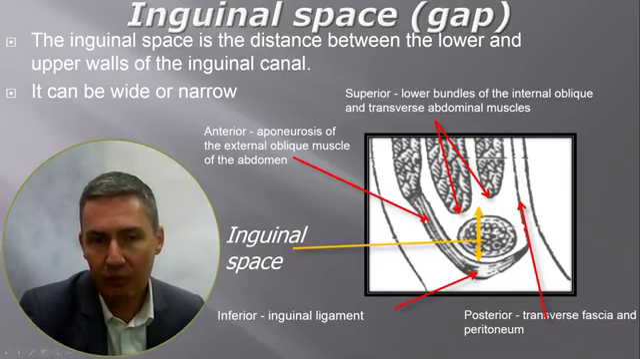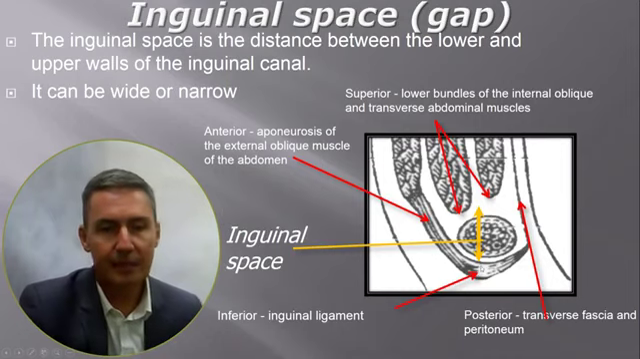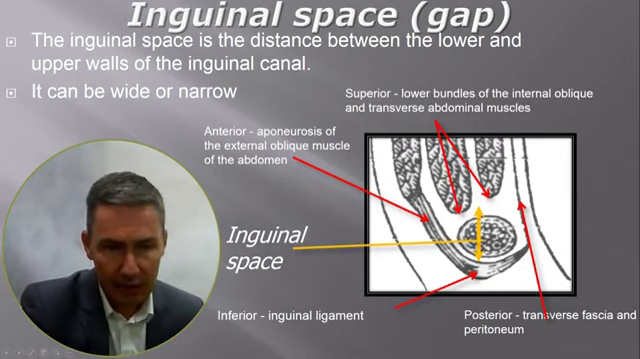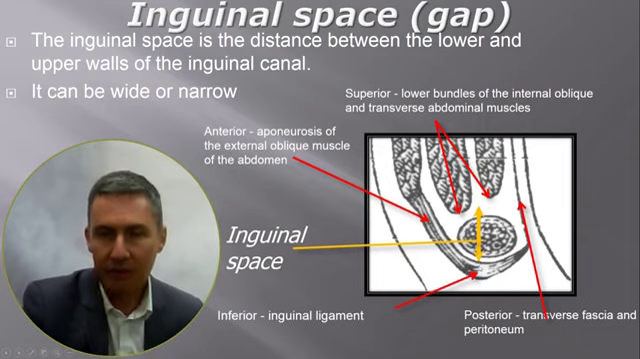The anterior wall is formed by the aponeurosis of the external oblique abdominis muscle. The superior wall is formed by the free margins of the internal oblique and transverse abdominis muscles. The posterior wall is formed by the transversalis fascia, and the inferior wall is formed by the inguinal ligament. So the inguinal space, as I told before, is the distance between the superior and inferior walls of the inguinal canal.